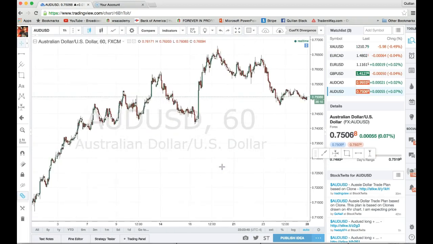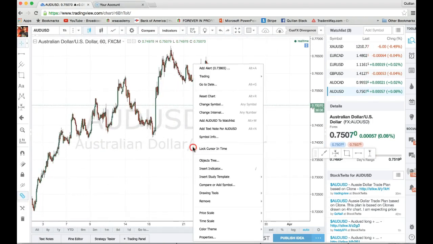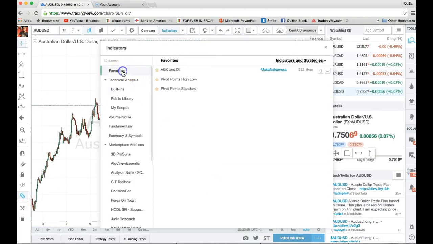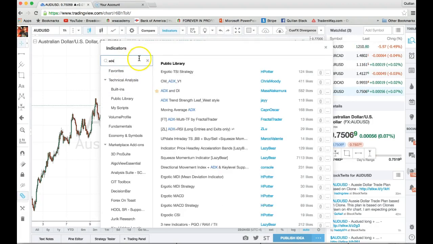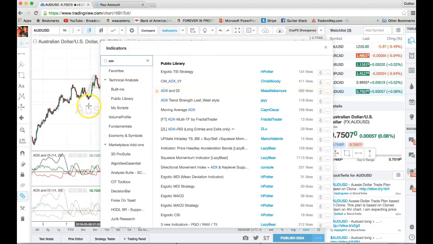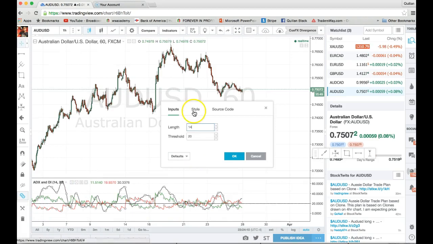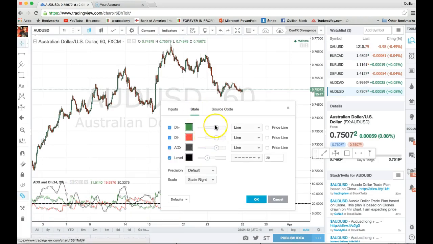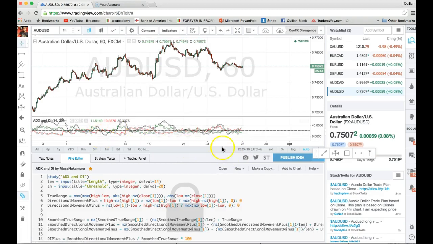Okay. Next thing is when you have on your ADX. For ADX, you right click, insert indicator, and then type in ADX, and it's going to be this one right here, ADX DI. Make sure that it's set up like this for the style. Make sure it's not too thick, not too thin.